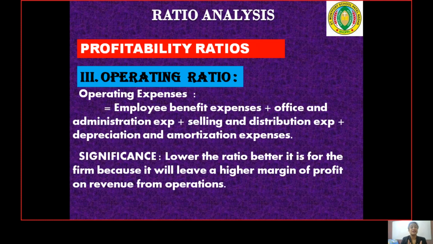Children, as I told you, this is an expenses ratio, because its focus is basically on the expenses relating to the business. So that's the reason we call this particular ratio an expenses ratio. So an expenses ratio will be considered beneficial if it is low. That's the reason the significance is like this: lower the ratio, better it is for the firm, because the lower the ratio, the higher the margin of profit on the revenue from operations.